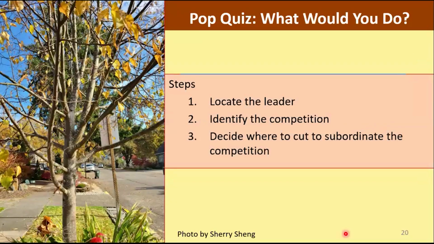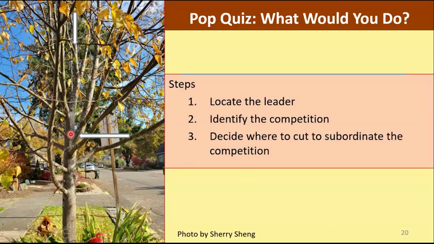Okay, here's a pop quiz. What would you do? Take a close look at this tree. Remember the 3 questions. Where's the leader? Where are the competition? And where do you make the cut to suppress the competition? Okay, well, I would say this is the leader. I can see this is a competition.